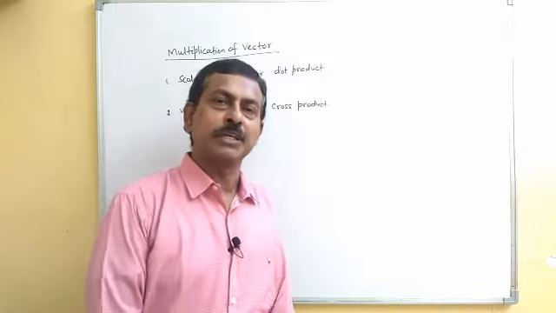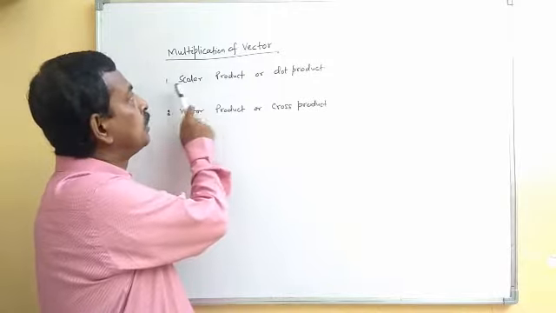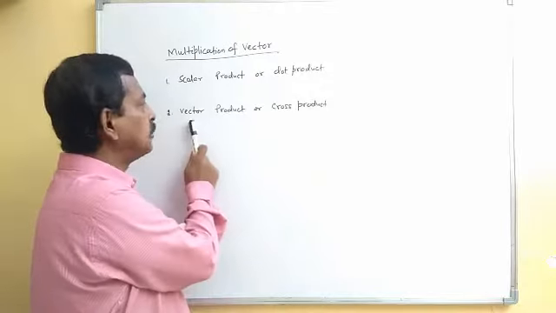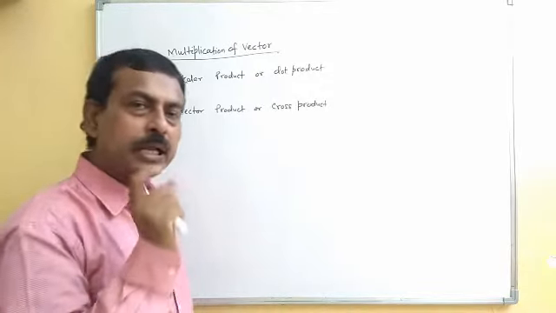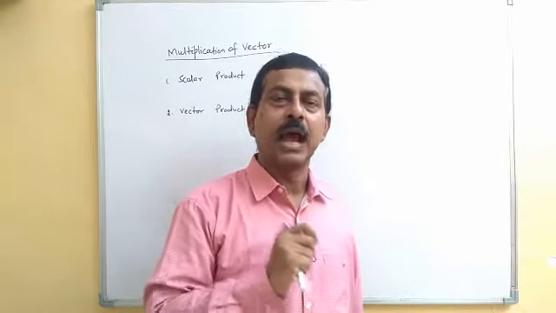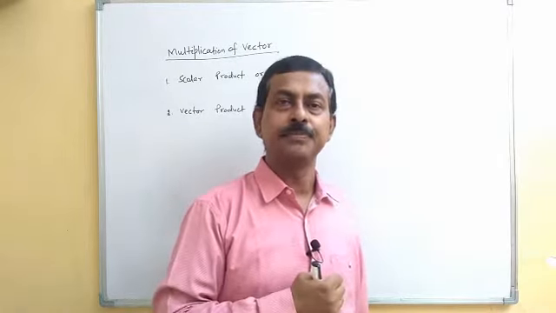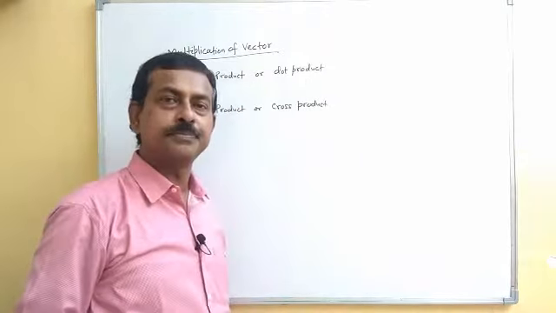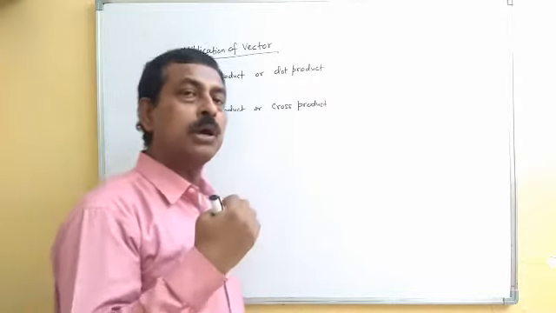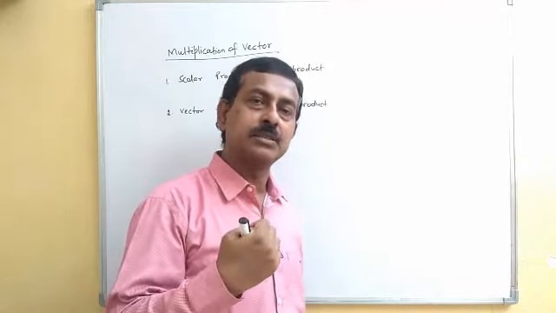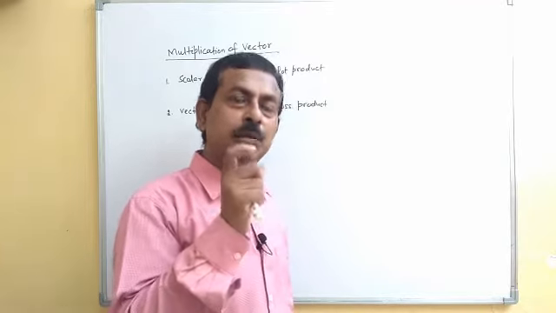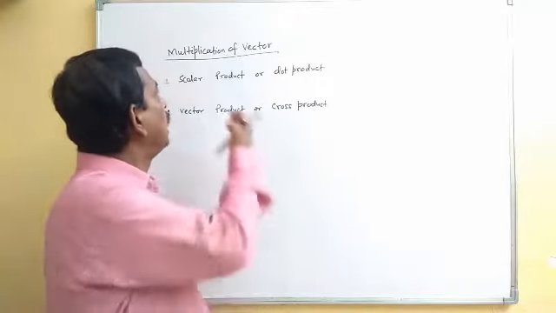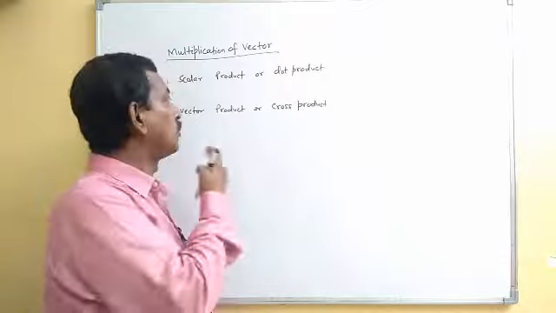In the multiplication of vectors, we have two types of multiplication. One is the scalar product or dot product, the other is the vector product or cross product. If two vectors are multiplied and we finally get a scalar quantity, in that case we say that it is the scalar product or dot product. Similarly, if the product of multiplication of two vectors is a vector quantity, then we call that product the vector product or cross product. We'll see how we get a scalar product or vector product there.